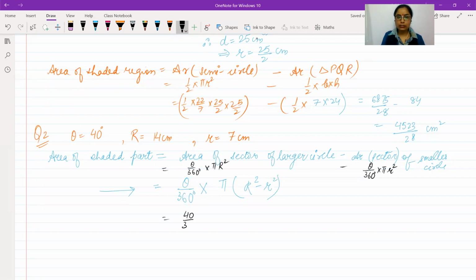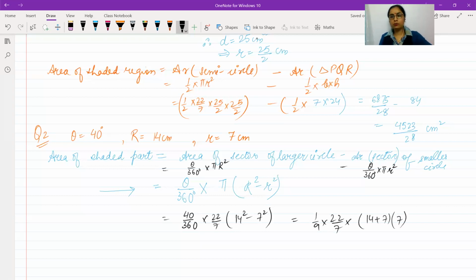Theta is 40 degrees. Let's use the value. Pi is 22 by 7. Then 14 square minus 7 square. Simplify, you get 1 by 9 into 22 by 7 into, applying the identity as Sahaj is saying, a square minus b square, which will be a plus b into a minus b. So you have these values, and I think these can also be cancelled. So you will have 154 over 3 centimeter square.